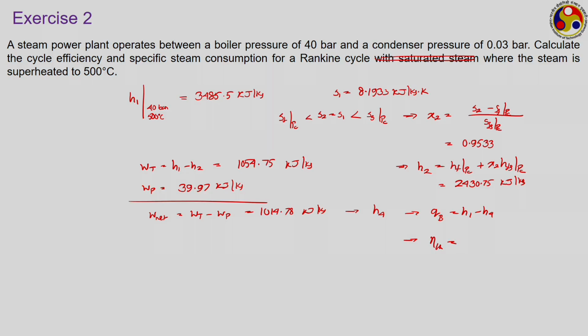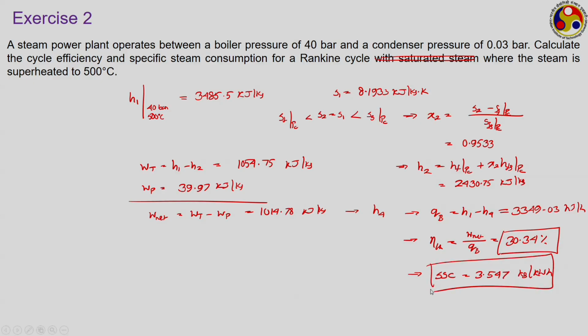I am leaving the calculations to you, just check the final answer, which is W net by QB. In this case it will be coming to be equal to 30.34%. And if you are able to locate the points properly, your QB will be equal to 3349.03 kilojoule per kg, and your specific steam consumption will be coming as 3.547 kg per kilowatt hour.